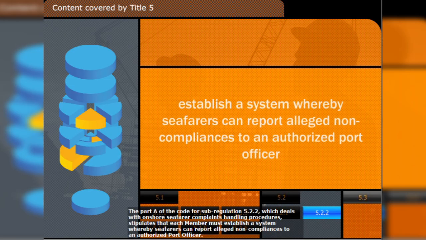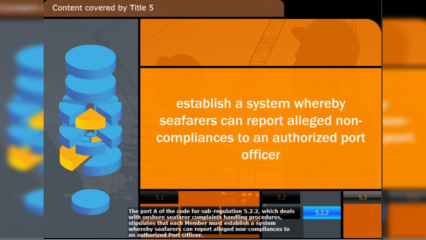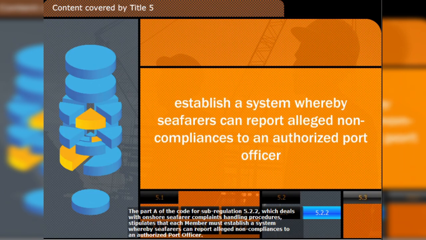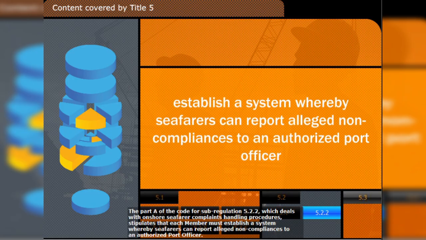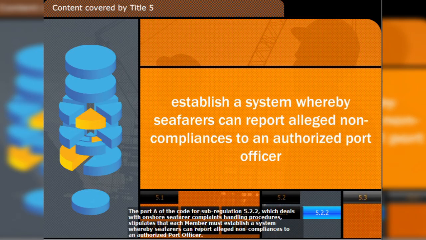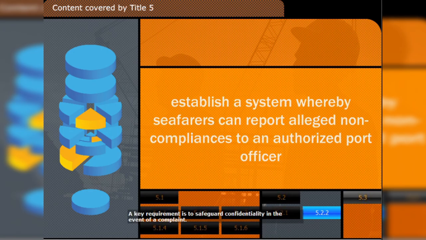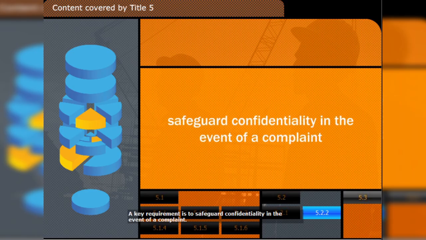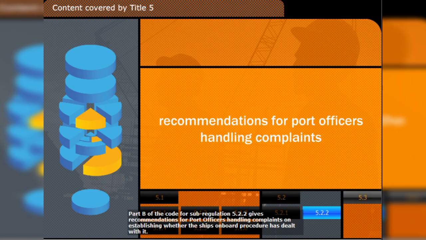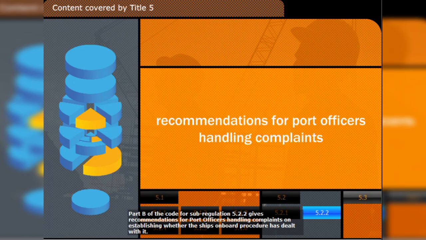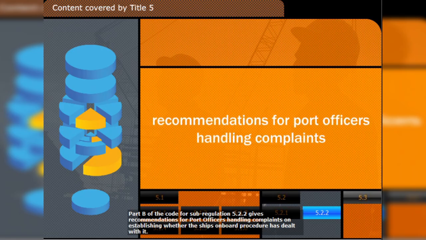Part A of the Code for Sub-Regulation 5.2.2, which deals with onshore seafarer complaints handling procedures, stipulates that each member must establish a system whereby seafarers can report alleged non-compliances to an authorised port officer. A key requirement is to safeguard confidentiality in the event of a complaint. Part B of the Code for Sub-Regulation 5.2.2 gives recommendations for port officers handling complaints on establishing whether the ship's onboard procedure has dealt with it.